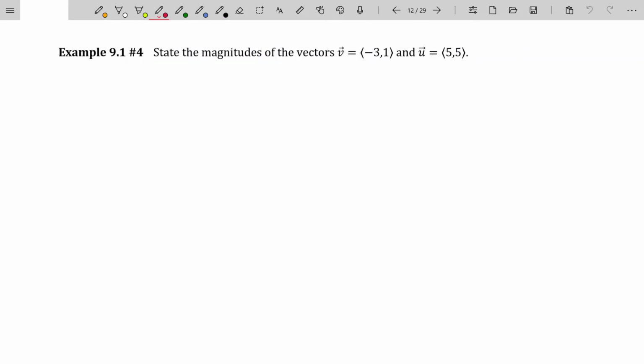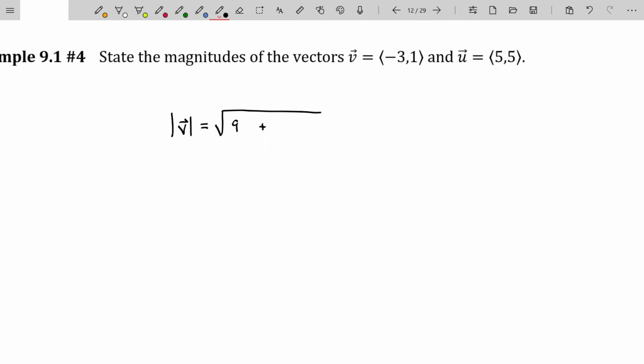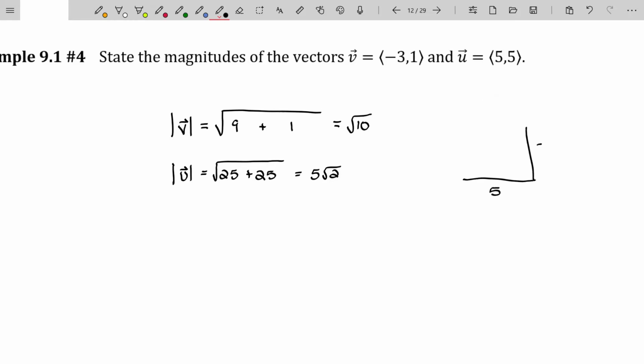So let's quickly compute the magnitudes of those 2 vectors we've been using. The magnitude of vector v, by definition, or by the theorem actually, is the square root of -3 squared plus 1 squared, or in other words, the square root of 10. That's the length of that vector v, no matter where you place it. And the length of vector u, or the magnitude of vector u, is going to be the square root of 25 plus 25, which is 5 root 2. And that should make sense because you have a horizontal side of length 5, a vertical side of length 5, so your hypotenuse, because it's a 45, 45, 90, must be 5 root 2.